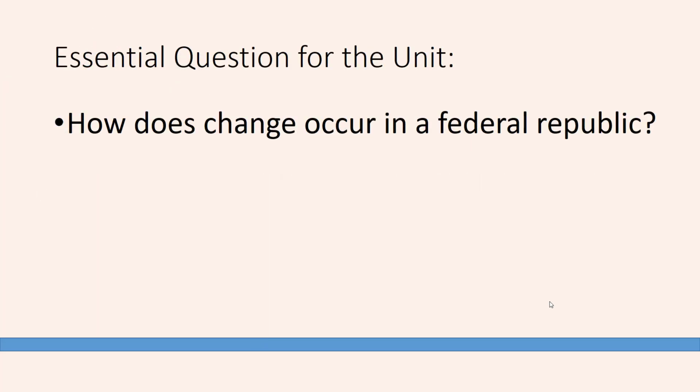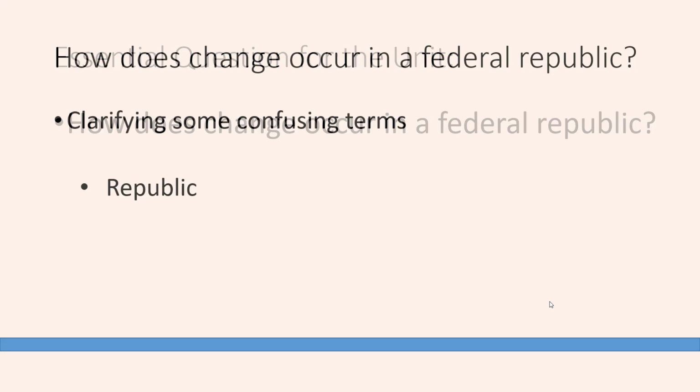Okay, essential question for the unit. How does change occur in a federal republic? Federal republic is a system of government that we have here in the United States. You might also hear constitutional republic. I think it's important to underscore this term, federal, which can be confusing. But let's break down some of these terms, beginning with republic.